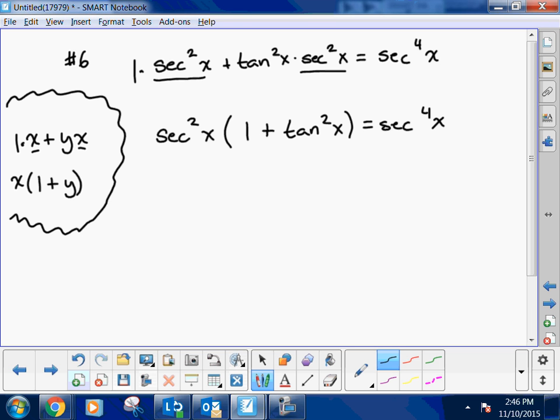Now, one of the things I want y'all to do is look at the secant on the left-hand side. You probably want to keep that because you see how there's a secant on the right-hand side. So the part you want to focus on is that parentheses, and then identify the right identity for that, and then let me call on you randomly to share it with me.